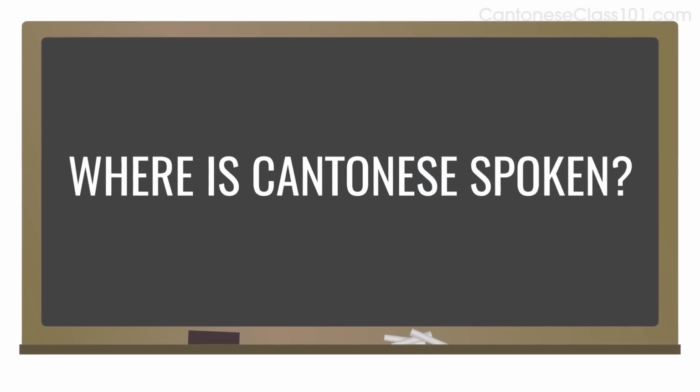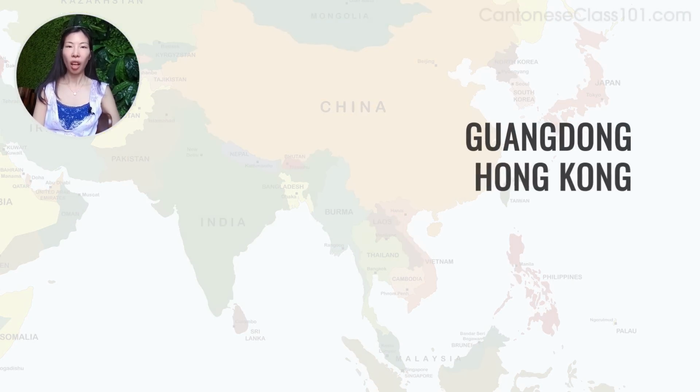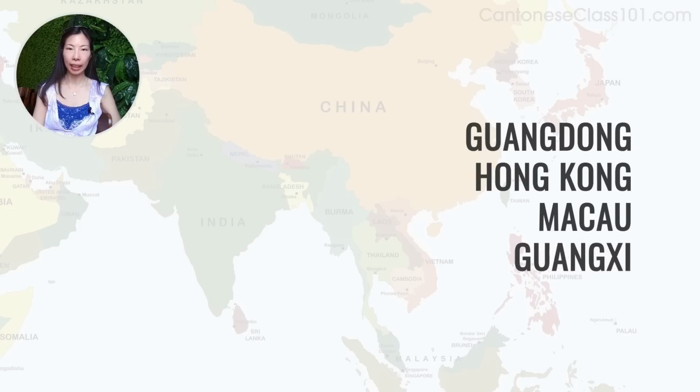Well done! You've just learned all the vowel sounds in Cantonese. The question for this lesson is, where is Cantonese spoken? Cantonese is the oldest language and the most popular Chinese dialect spoken in Guangdong, Hong Kong, Macau, and some neighboring areas around the eastern part of Guangxi.